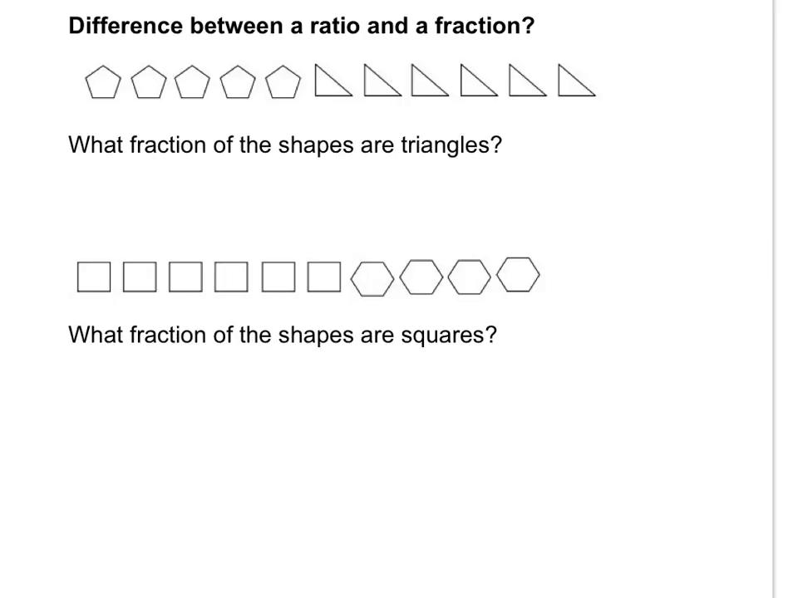So we have 1, 2, 3, 4, 5, 6, 7, 8, 9, 10, 11 shapes. 11. And how many of them are triangles? 1, 2, 3, 4, 5, 6. So 6/11ths are triangles.